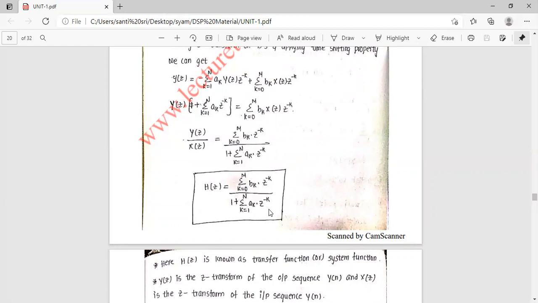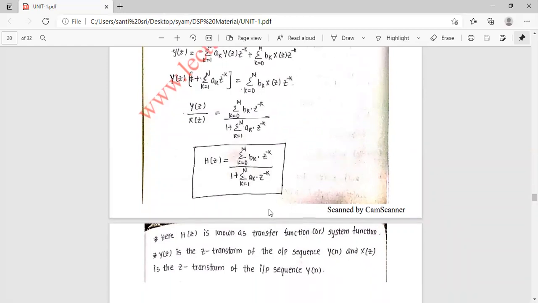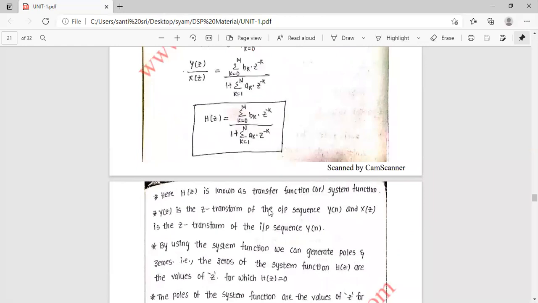Okay, here H of z is known as the transfer function. Here H of z is called the transfer function or system function. Transfer function means it is the ratio of output to input, that is the system function or transfer function. Y of z is the z transform of the output sequence y of n, and X of z is the z transform of the input sequence x of n.